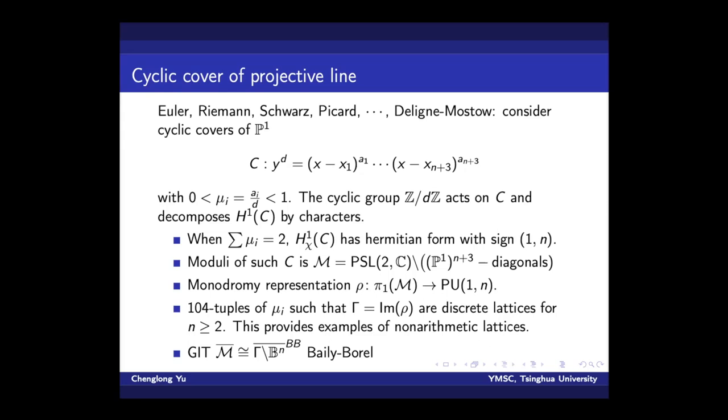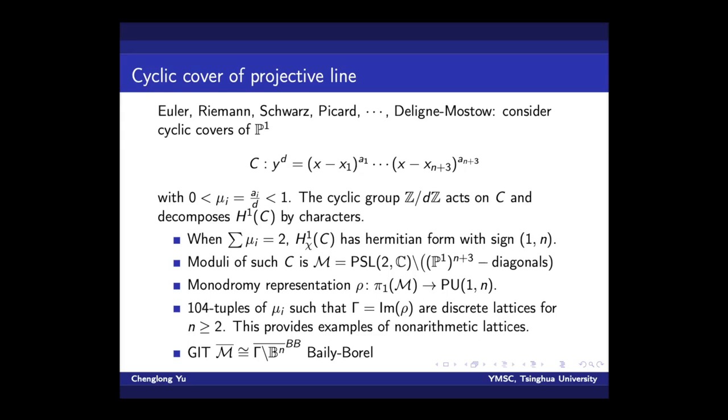So people are interested in these examples because they provide examples of non-arithmetic lattices. So for some of them, for n equals 2 and n equals 3, you can find some non-arithmetic lattices in PU(1,n). So that's the only case where people don't know yet whether you can have infinitely many non-arithmetic lattices. And for other simple Lie groups, people either provided infinitely many non-arithmetic lattices or proved a rigidity, which means any discrete lattice is arithmetic. And actually one of the important cases is a result of Professor Shen.